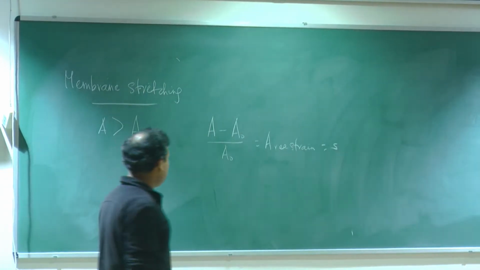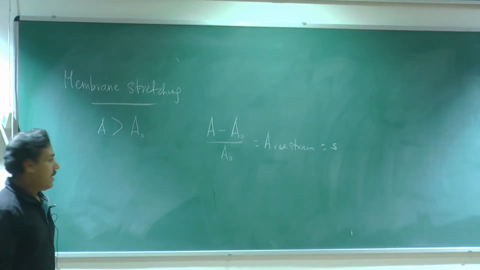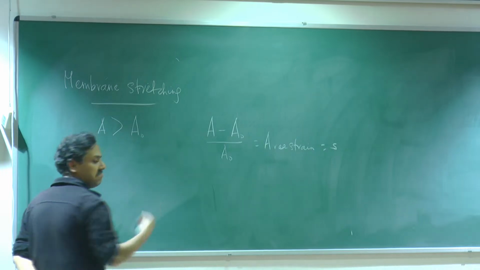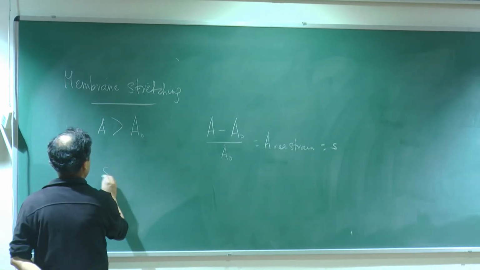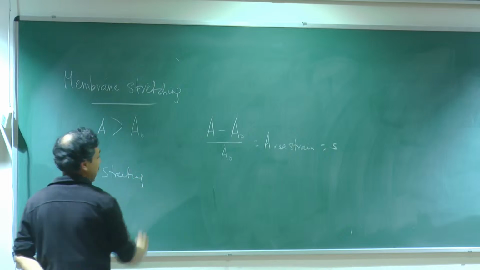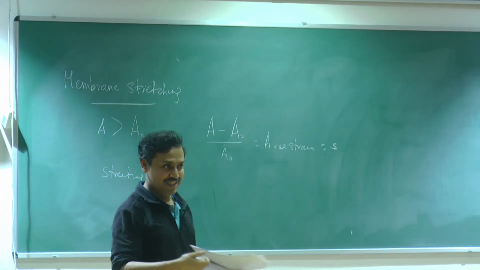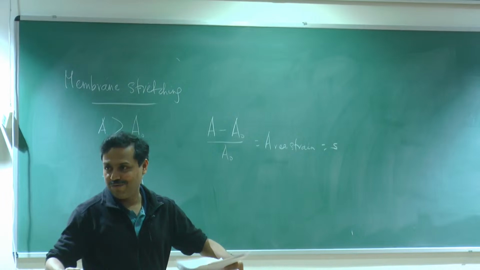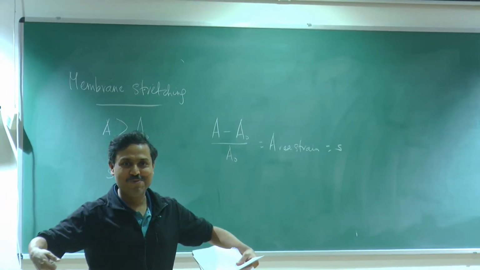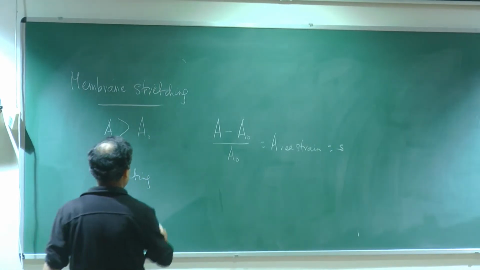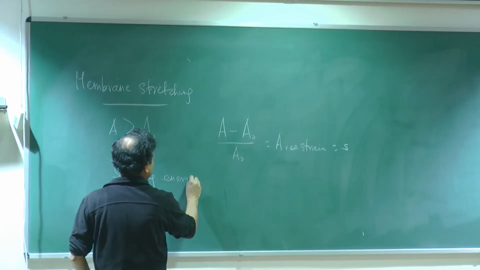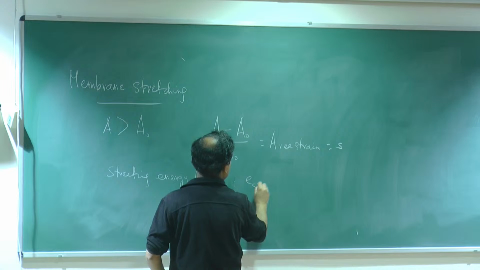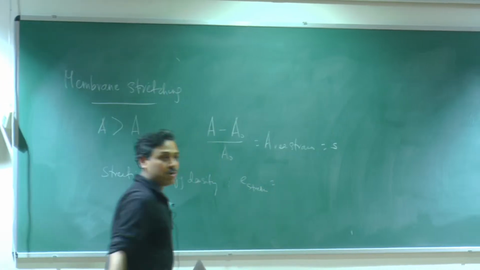And now I want to write down the following quantity: a stretching energy density. I want to write down phenomenologically what the stretching energy density will be. It will cost me some energy, right? If I try that with a paper, you don't just stretch it, it will tear off. So I'm going to calculate the stretching energy density. Energy density means energy per unit area, and I call that E stretch.